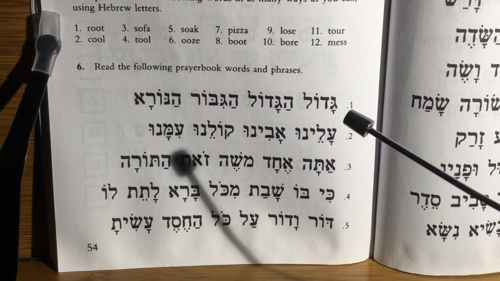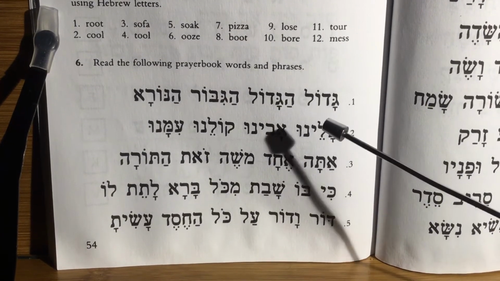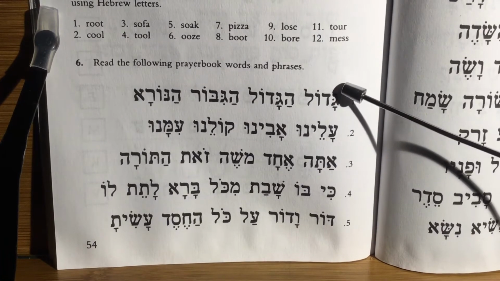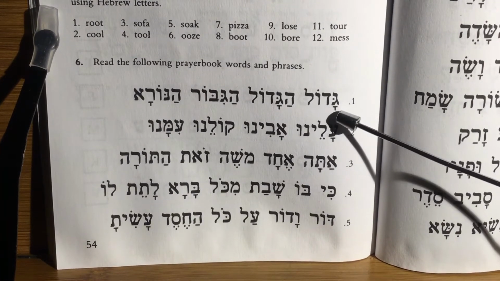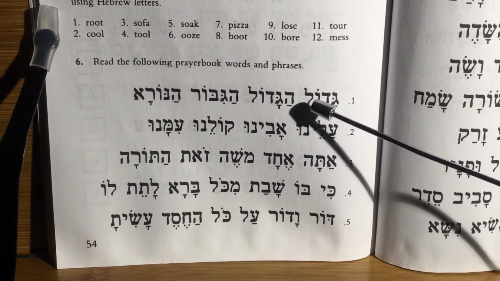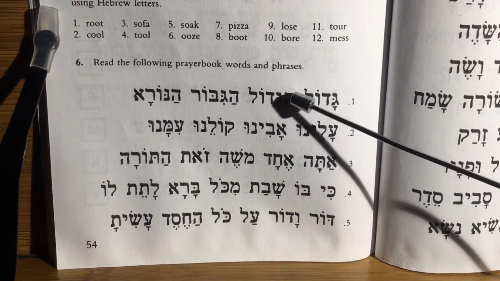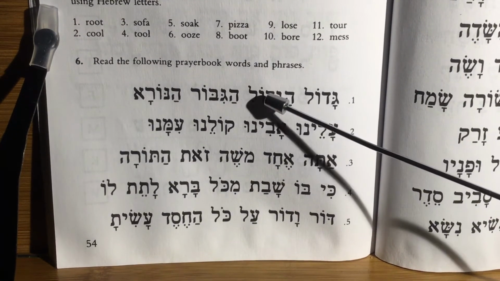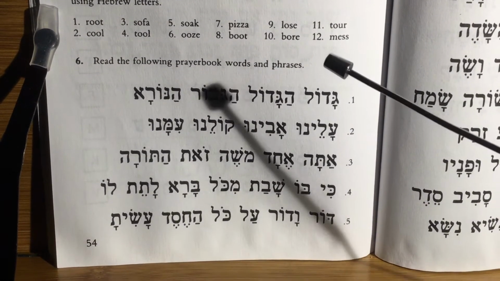Okay, so when you read Hebrew, you start at the consonant. You do the consonant first, and then you come and do the vowel. Consonant, vowel, consonant, vowel, all day long. You say the consonant, and you blend the vowel.